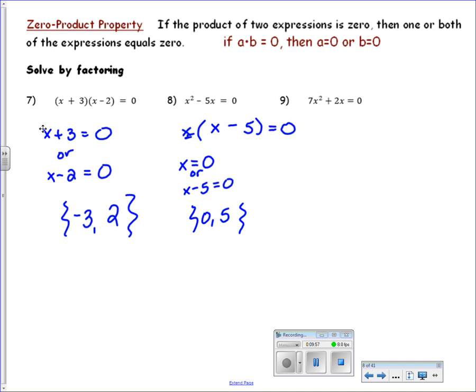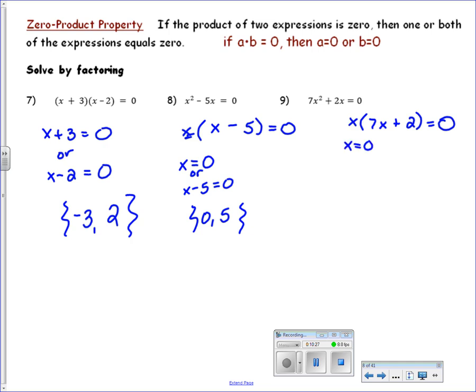Number 9's the same way. Again, they also have an x in common, which I'm going to divide out. So 7x squared divided by x is 7x. 2x divided by x is 2. And it equals 0. Now, one thing I wanted to mention to you also is that you can always distribute this back out to make sure that it makes the original problem. Because if I do x times 7x, you will get 7x squared, and x times 2, you'll get 2x. So that's a quick way to check to see if you're factoring it completely.